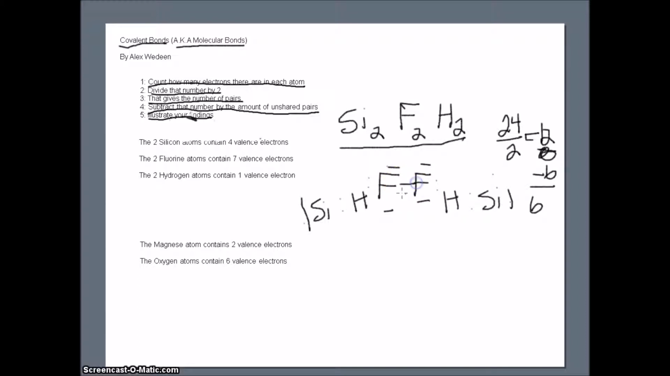So here we have 1, 2, 3, 4, 5, 6. And this is for the first molecule. Our next molecule is manganese O4. And it's negative.